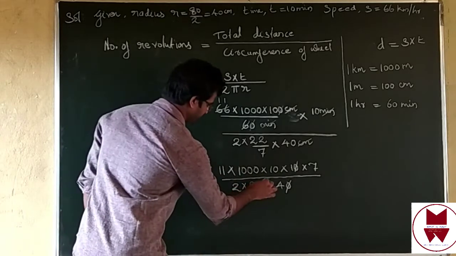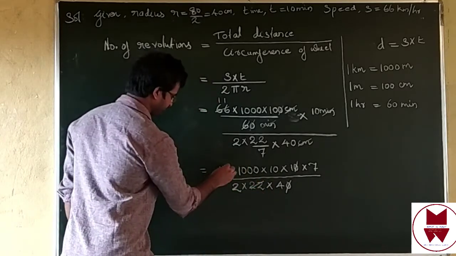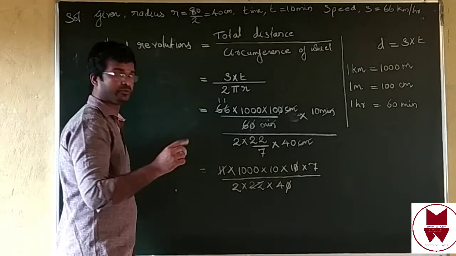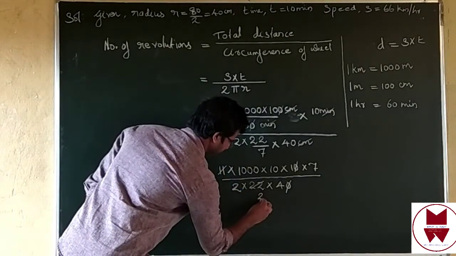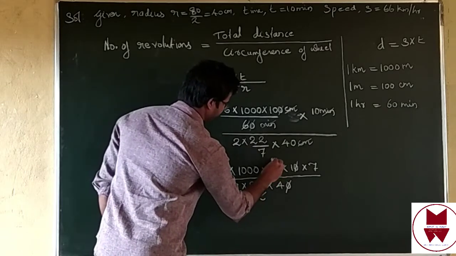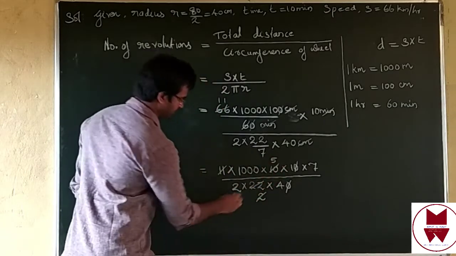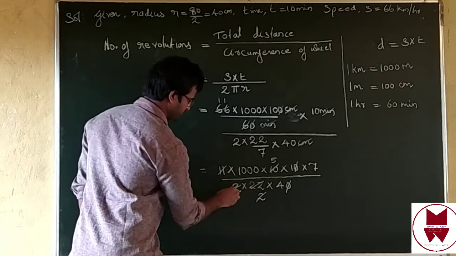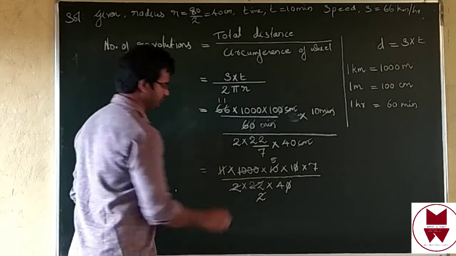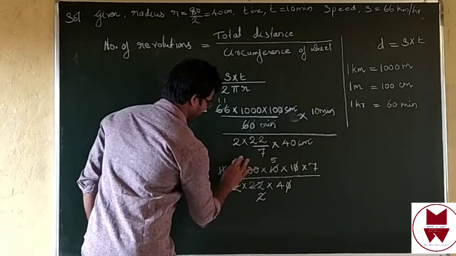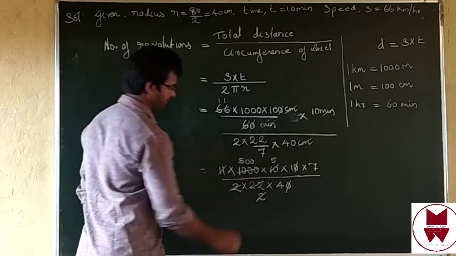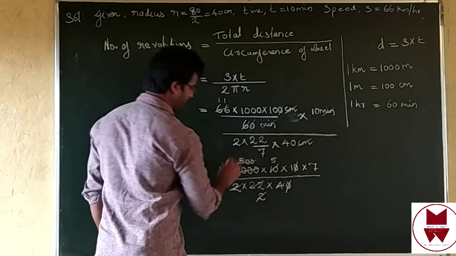Then this 22 and 11. In 22, how many times 11? 11 into 2 is 22, isn't it? That means here you will get 2. And then 2 and 10, 5 times. And then again we can cancel this 2. 100 and 2, in 10, 5 times. Then 0, 0, 500. Again this 2.